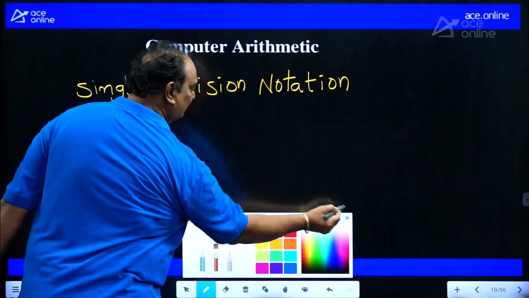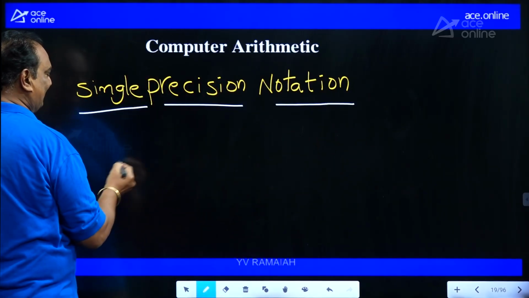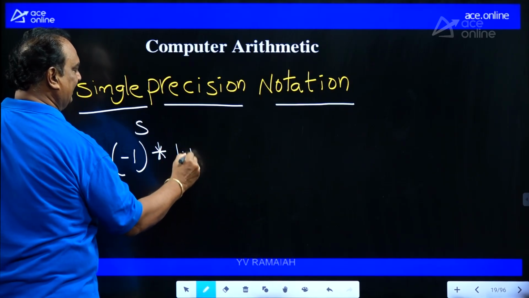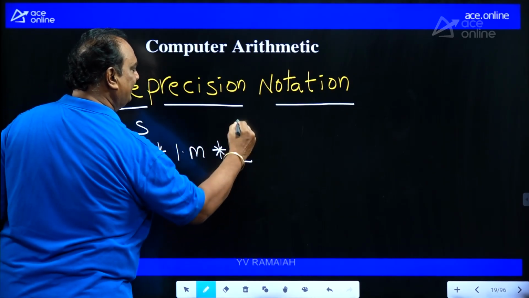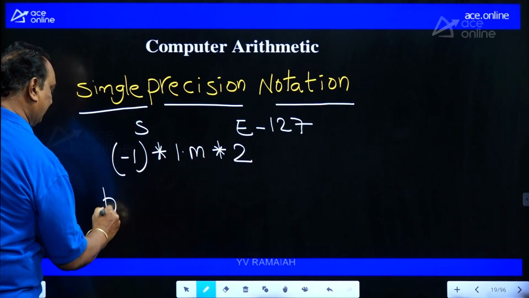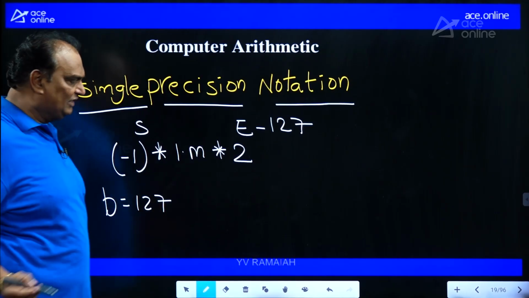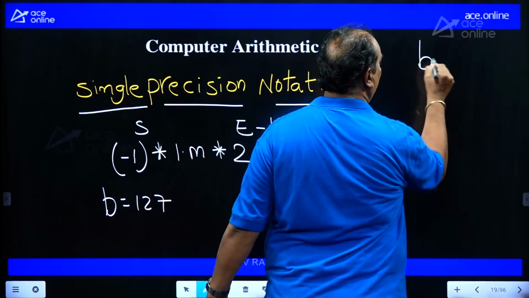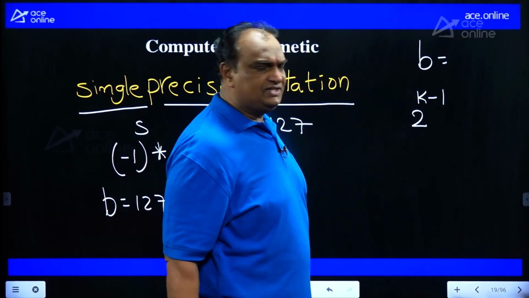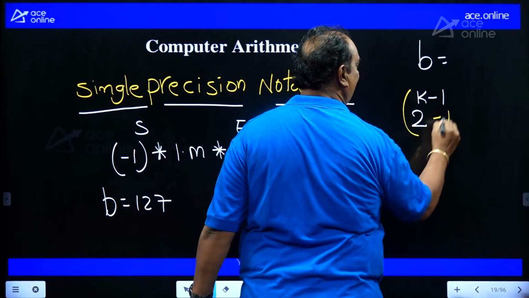In this, you must remember one point here. The expression value is (-1)^S into 1.M into 2 power (capital E minus 127). Why? The amount to be biased is nothing but 127. In IEEE standards, the biasing value is 2 power (k minus 1), minus 1.